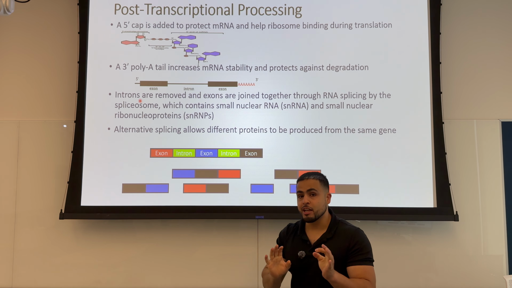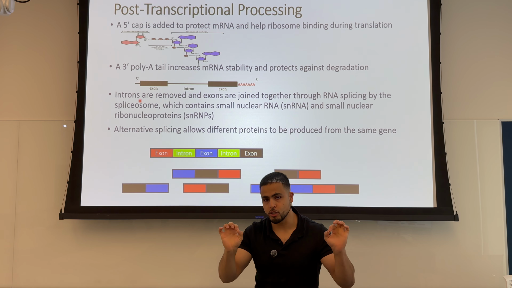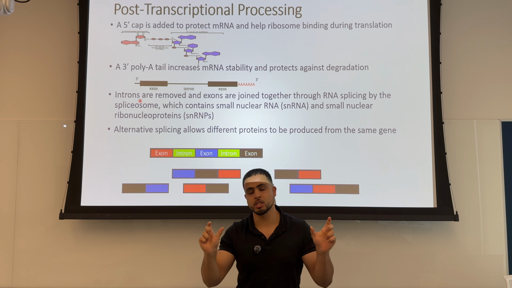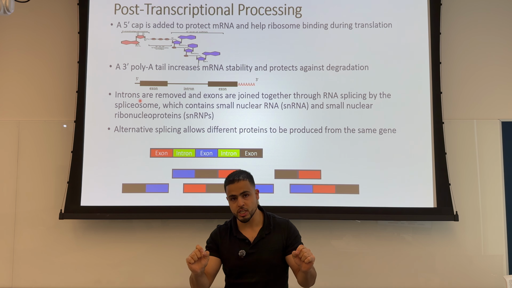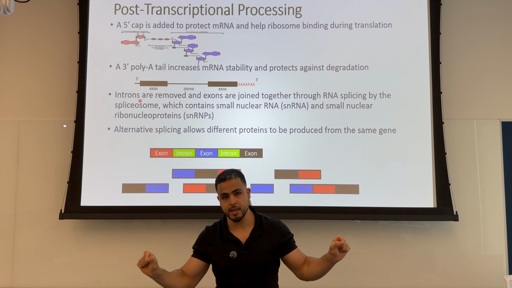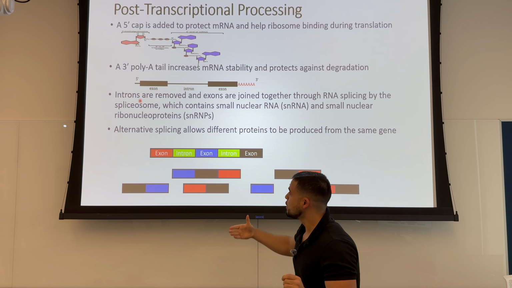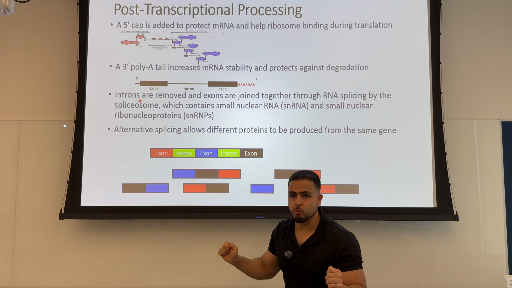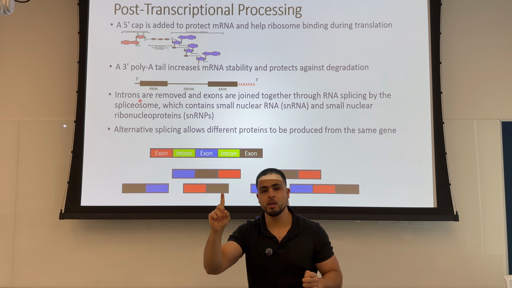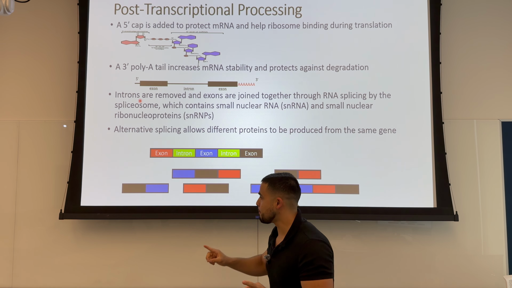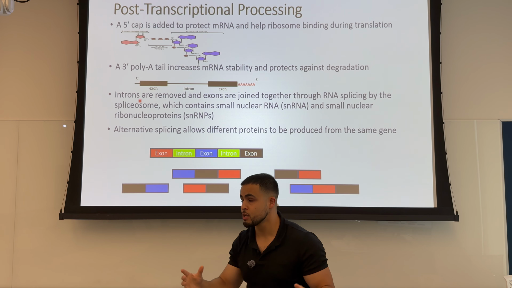Unlike when we talked about polycistronic versus monocistronic, recall that in prokaryotes they're polycistronic because you can get multiple different proteins from the same messenger RNA. Here you can get multiple different mRNAs from the same gene, but then once you've developed your final mature messenger RNA, from that you can only get one protein. But because we get multiple different mRNAs from the same gene, you can get multiple different proteins from the same gene.